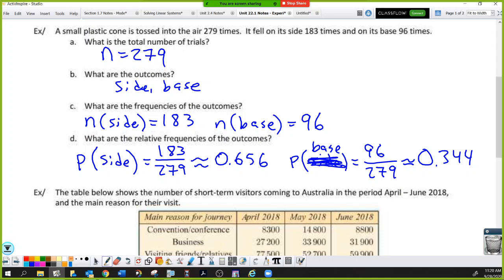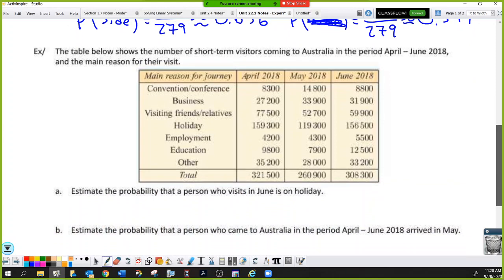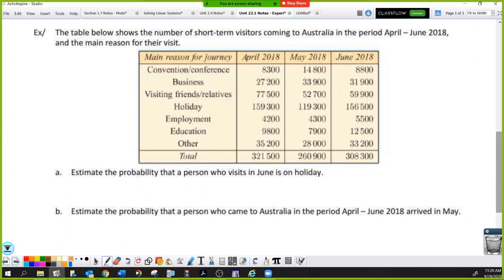Because when you toss this cone into the air, there is absolutely no way it's going to land on anything other than its side or its base. It's not possible that it lands on the tip. That's just not possible. Why not? Because it's impossible. It wouldn't matter if there were millions of trials, it's still impossible.